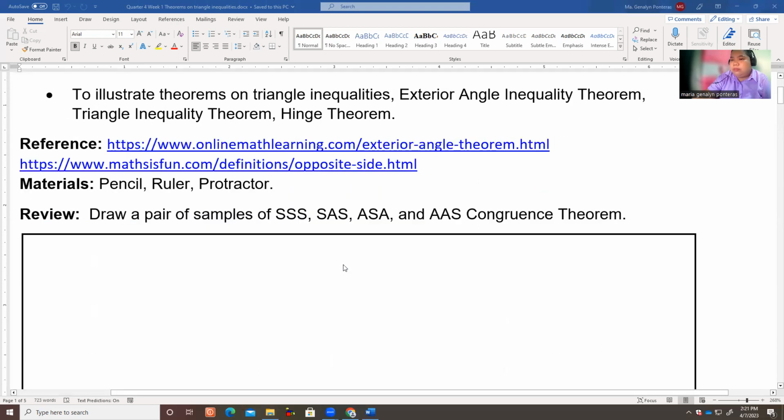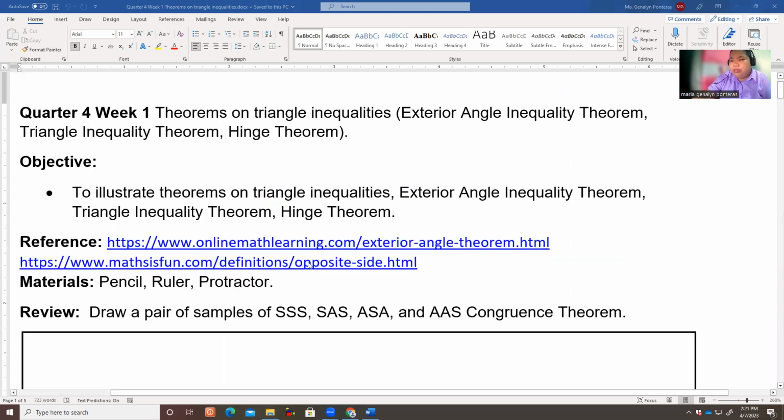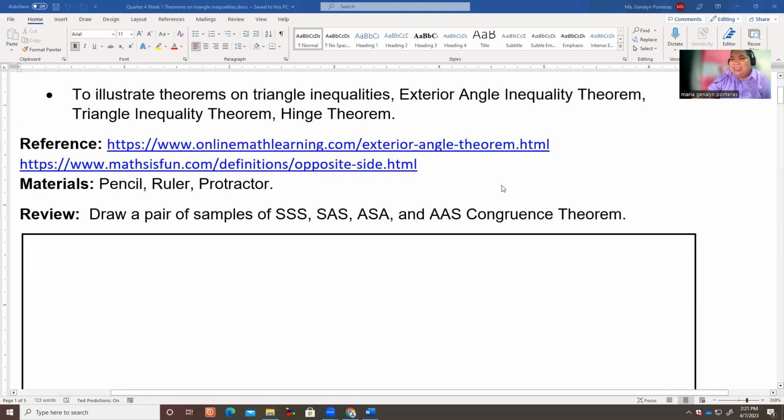So for our materials, we need pencil, ruler, and protractor. This kind of module is a teacher-made module, which I made. These are for guide purposes only. I can see that this one is validated, but I would like to use this as my own material in presenting this video so that I won't make mistakes. I have my reference also.